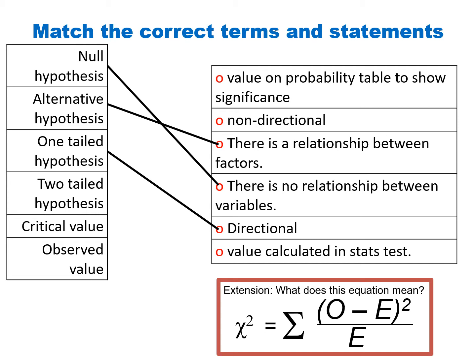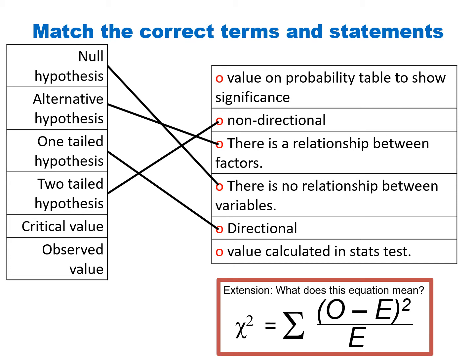The other version of that is the two-tailed hypothesis, which is a non-directional one, where you're saying that there is a difference, but you're not saying if it increases or decreases. So A will affect the outcome of B, but you're not stating in which direction.